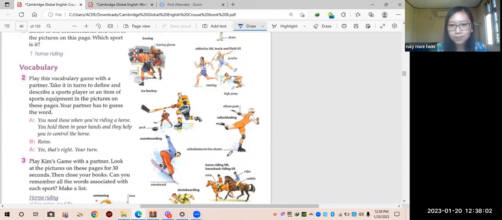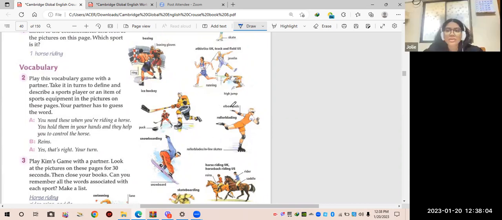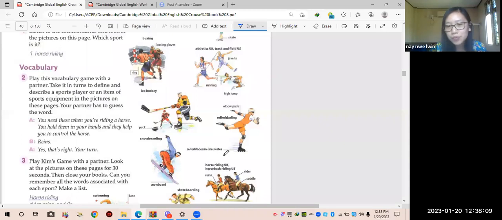And how about this one? Roller skating. Yes, rollerblading, roller skating, or in other words, we can also say inline skates, right? So that is rollerblading. You have to wear elbow pads and knee pads to protect yourself from falling over, so you don't get hurt, right?